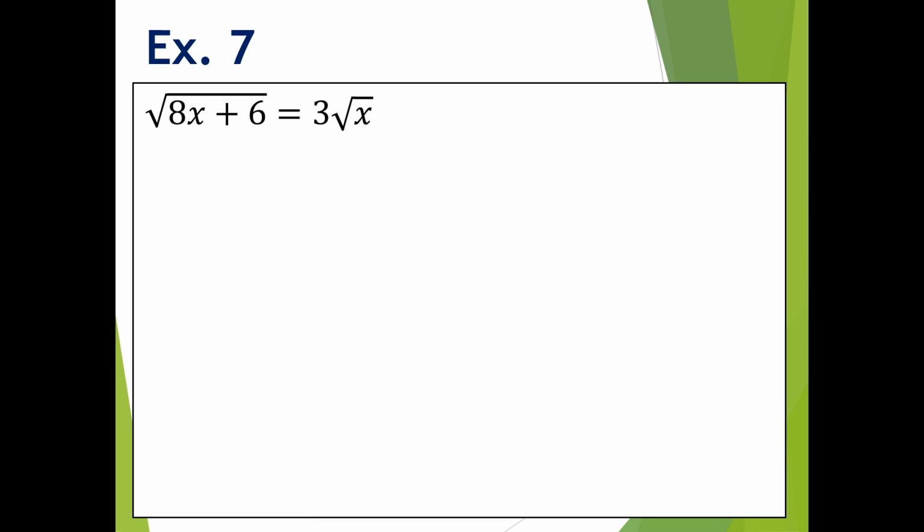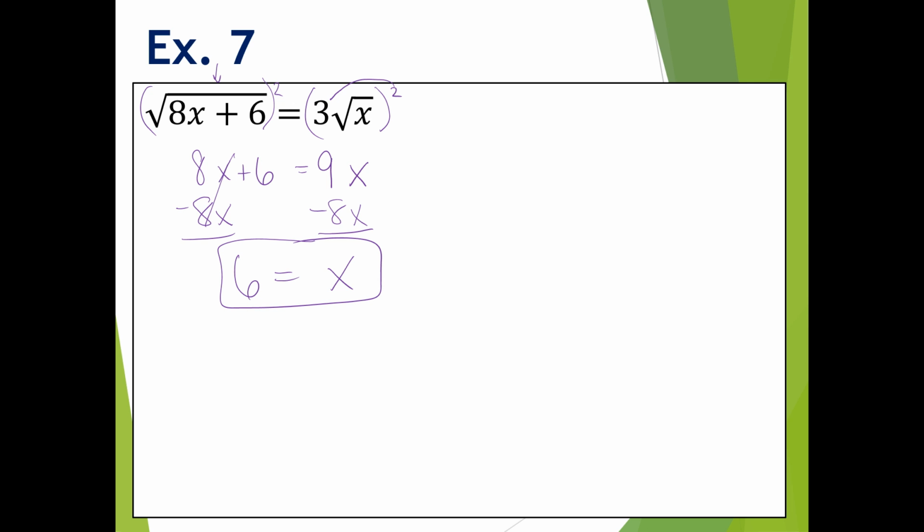Okay, so example 7. Again, we're in a 2 radical situation, and one of them is alone. The one on the left side is alone, so that means we're ready to square both sides. If we square the left side, we end up with 8x plus 6. And if we square the right side, again, make sure that 2 goes there, so 3 squared is 9, and then just x. So this is a nice one. All we have to do here is subtract 8x from both sides. We are left with 6 equals x. You're always allowed to switch the order of those things on different sides of the equal sign, so you can write x equals 6.